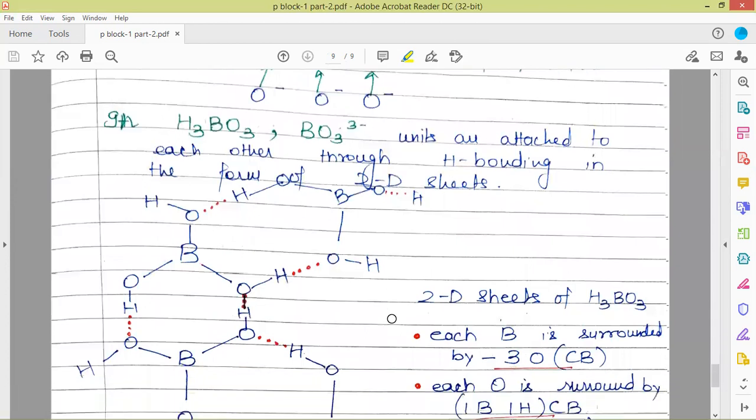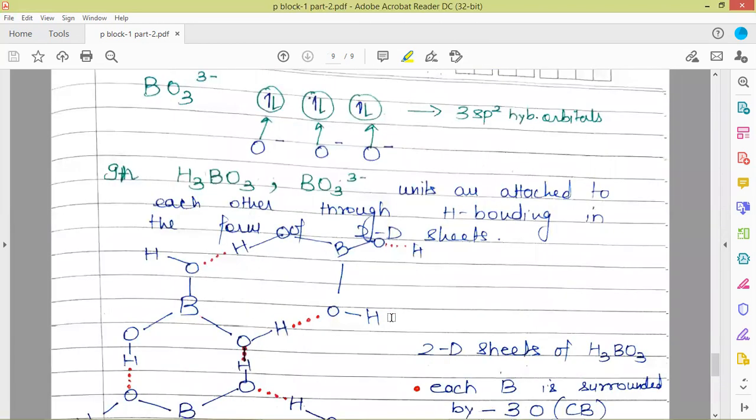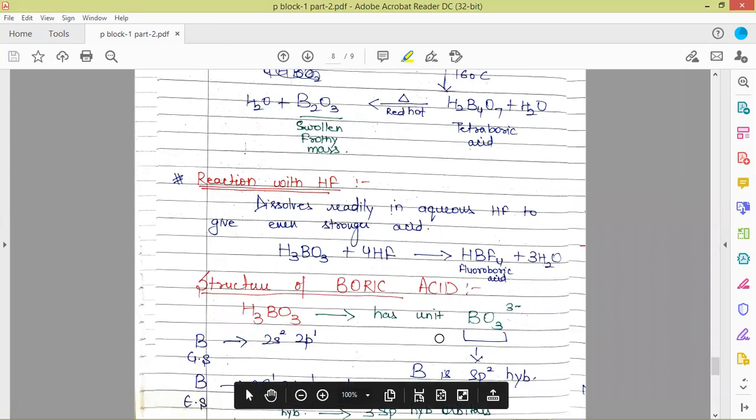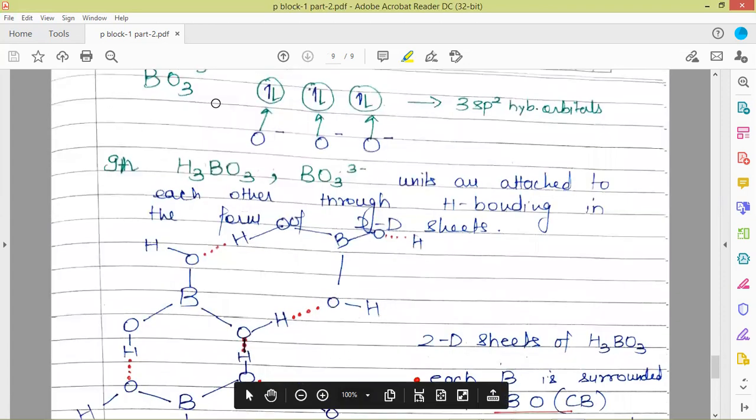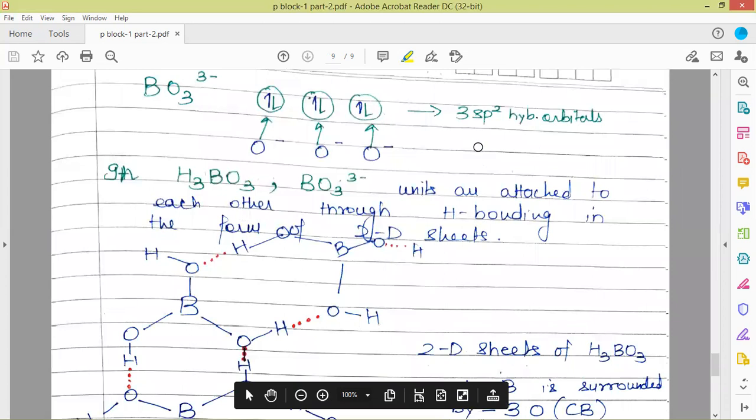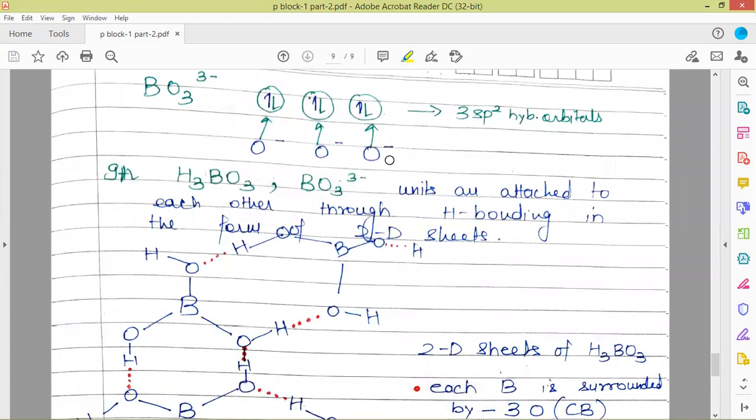Now coming to the structure of boric acid, which has been discussed here. Here we have BO3 3- units. Boron has 3 electrons, with 2s2 2p1 electronic configuration in the ground state, and in the excited state, one of the 2s electrons is promoted to 2p. So these 3 orbitals, that is one 2s and two 2p orbitals, undergo hybridization to give 3 sp2 hybridized orbitals, which make bonds with 3 oxide ions as shown here. This is how BO3 3- is formed, that is, it is sp2 hybridized.